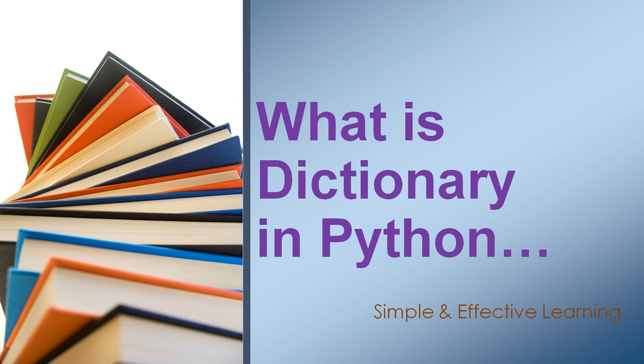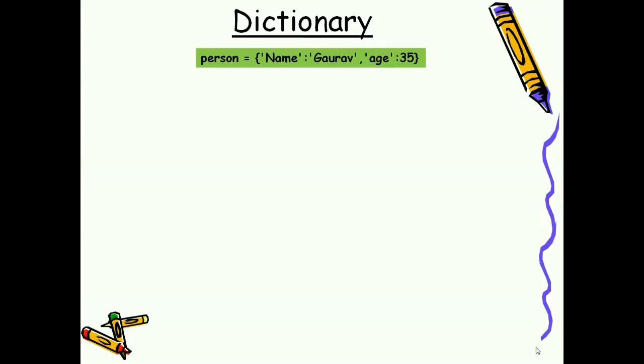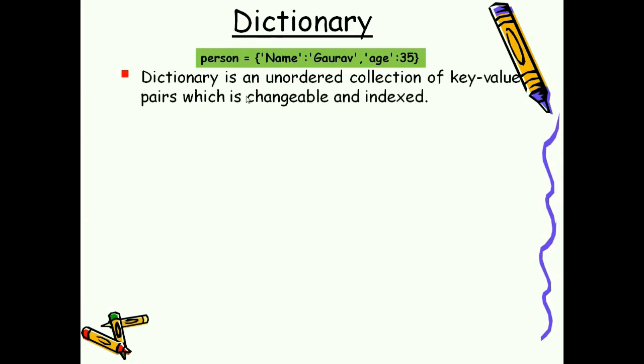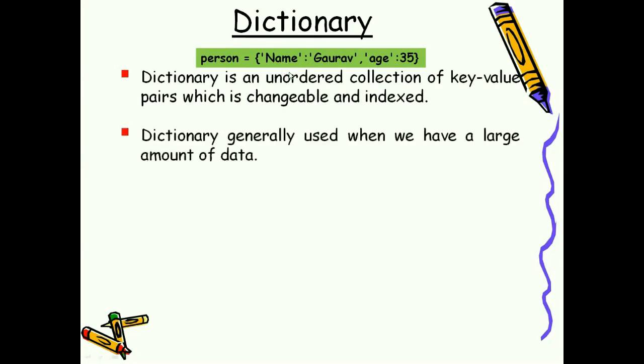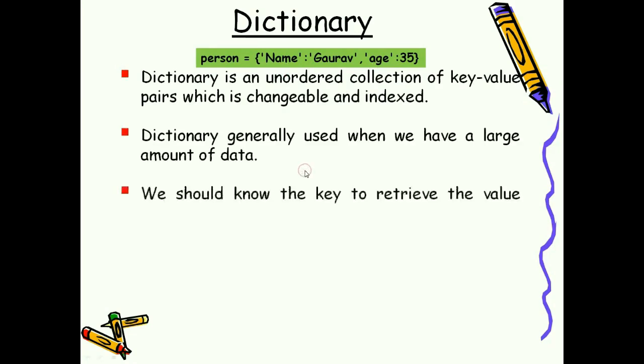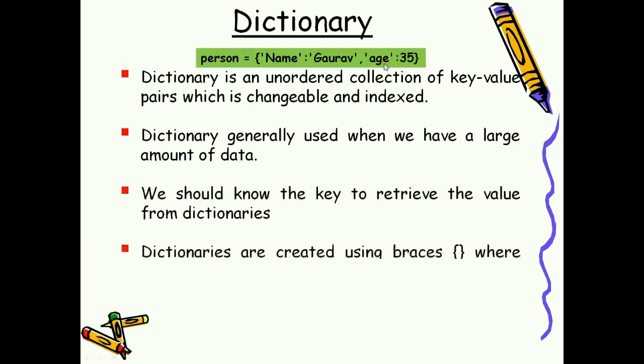In this video tutorial, we will learn about dictionary. Dictionary is an unordered collection of key value pairs which is changeable and indexed. So dictionary is generally used when we have a large amount of data. We should know the key to retrieve the value from dictionaries. In Python, dictionaries are created using braces, where each item is a pair of key and value.